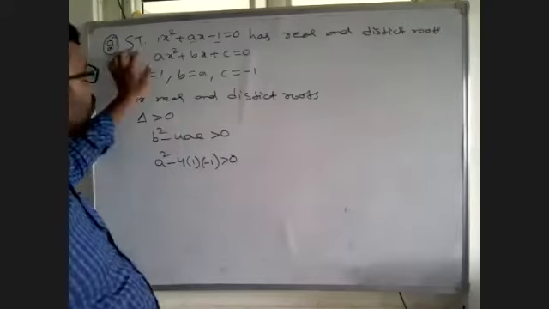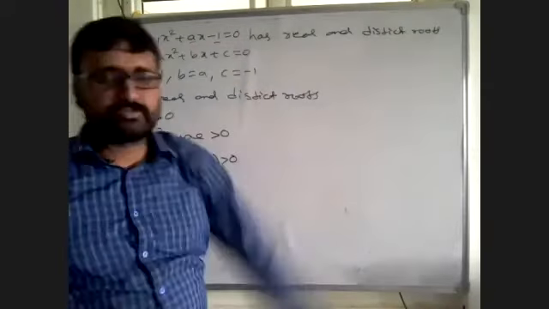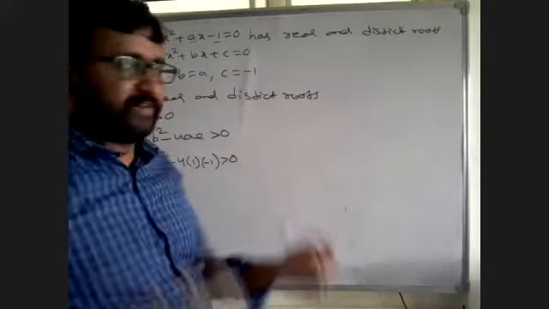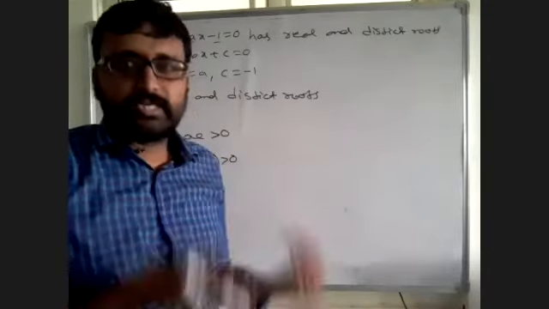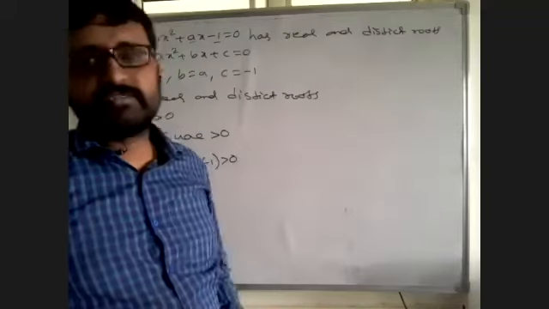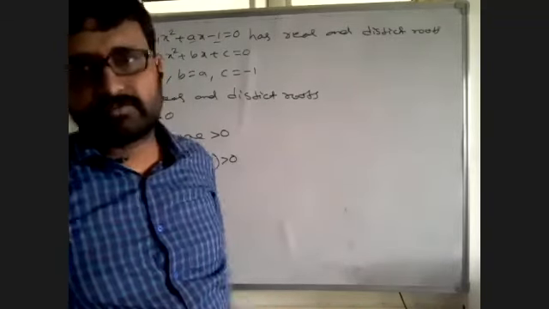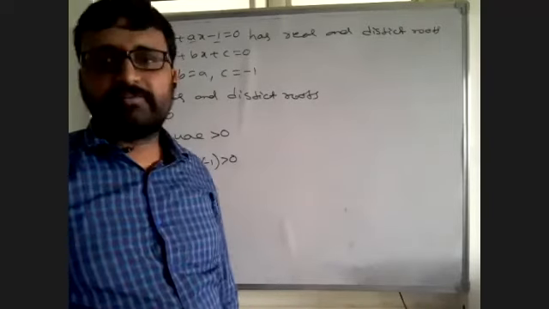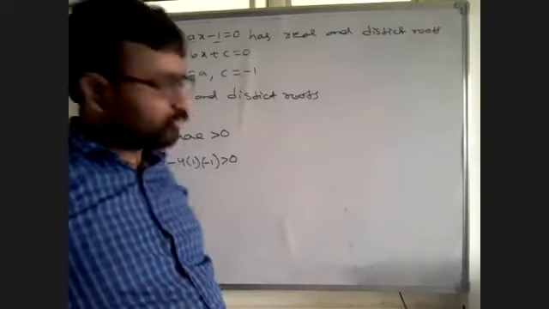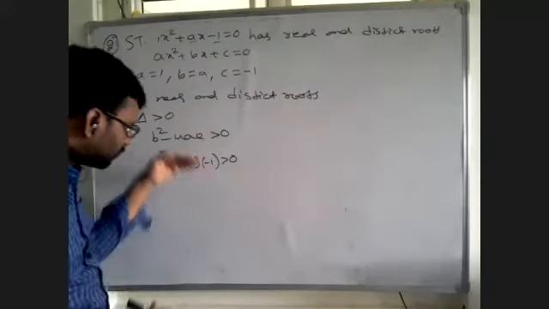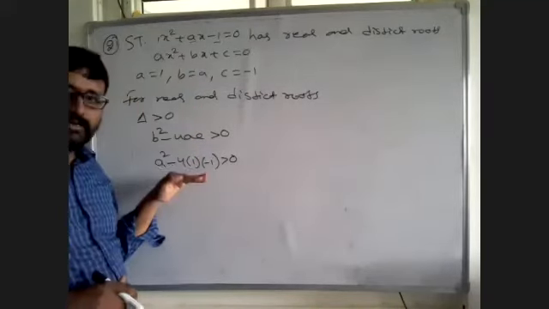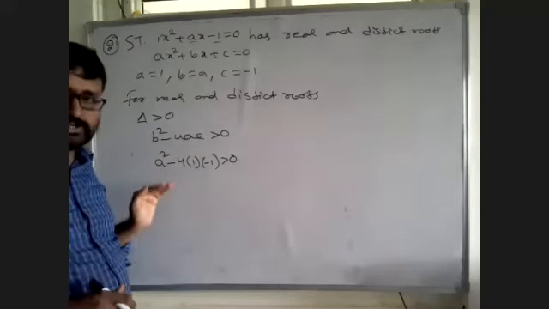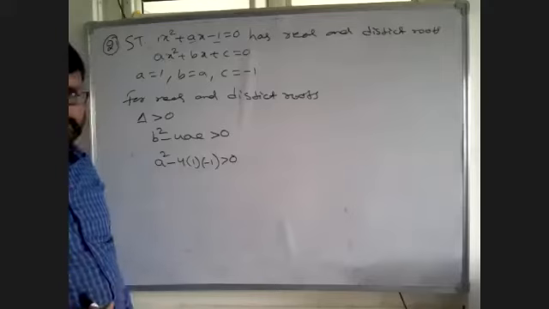The question is saying, show that this is having real and distinct roots. Then we have to prove that delta is greater than 0. If that is correct by solving, then we can say this is clearly having real and distinct roots. If we get less than, we can't say that. If we solve and the LHS is clearly positive, then greater than 0 is correct.